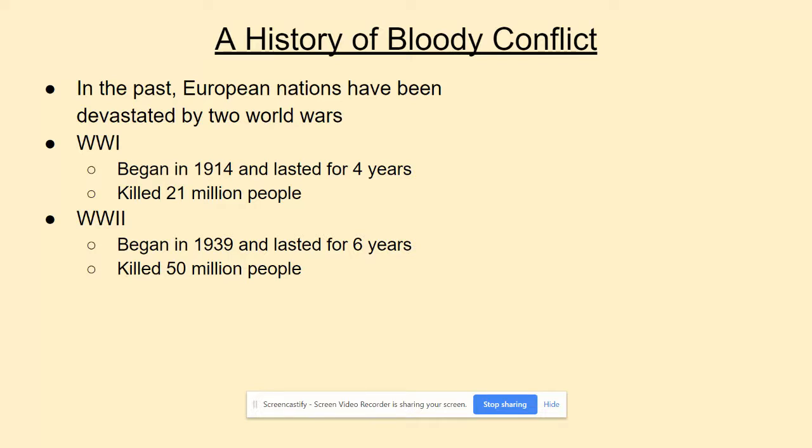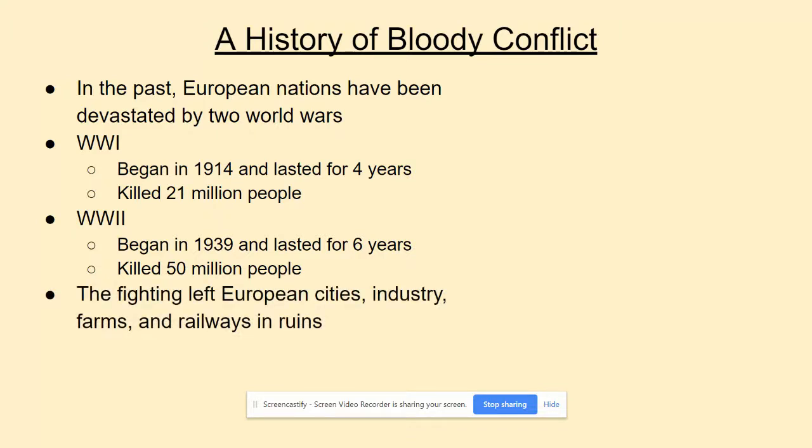So after these back-to-back wars, and again, these were not just European wars, they were widespread, but a lot of the destruction and a lot of the battles and whatnot really took place on European soil. So the fighting after these two conflicts really left European cities, industries, economies, farms, transportation in complete ruins. I mean, Europe was completely destroyed.